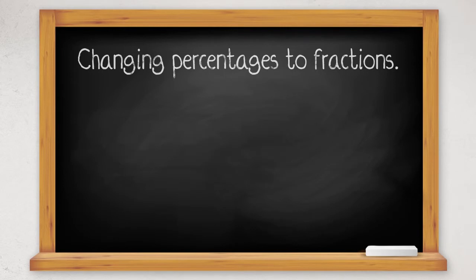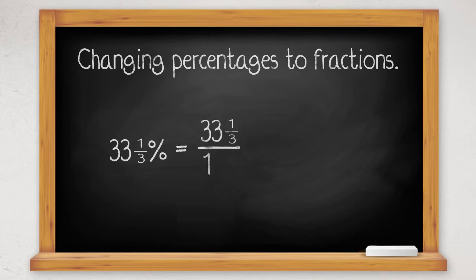Sometimes percentages are given as mixed numbers. For example, 33 and 1/3%. To change it into a fraction, I begin as usual by writing the percentage over 100. I need to make the numerator into a whole number, because the fraction part is a third. If I multiply the entire number 33 1/3 by 3, we'll get the whole number. 33 1/3 times 3 is 100.